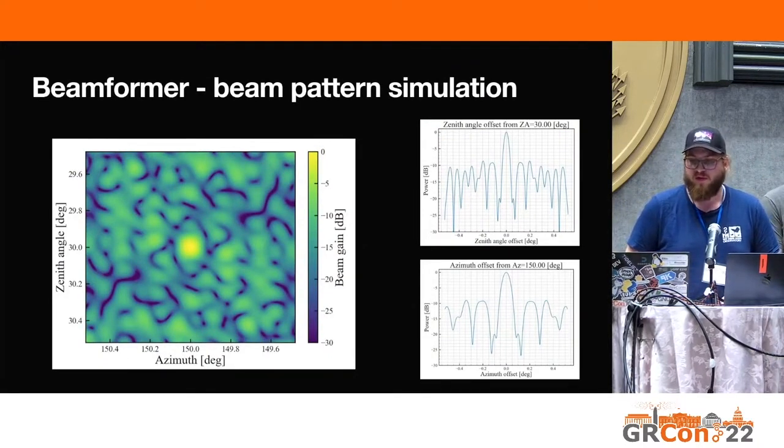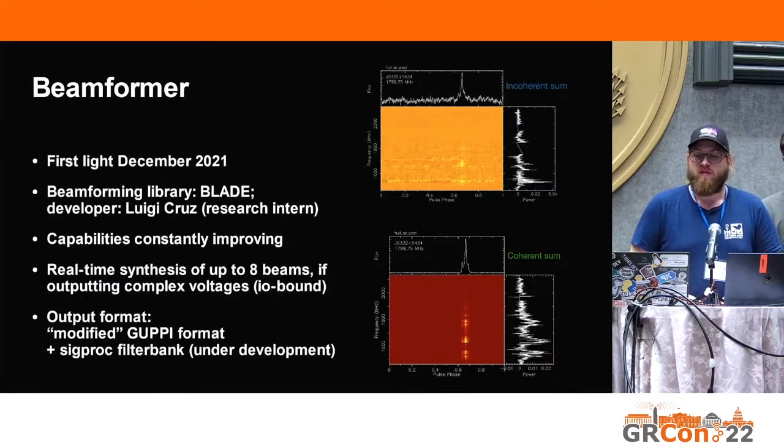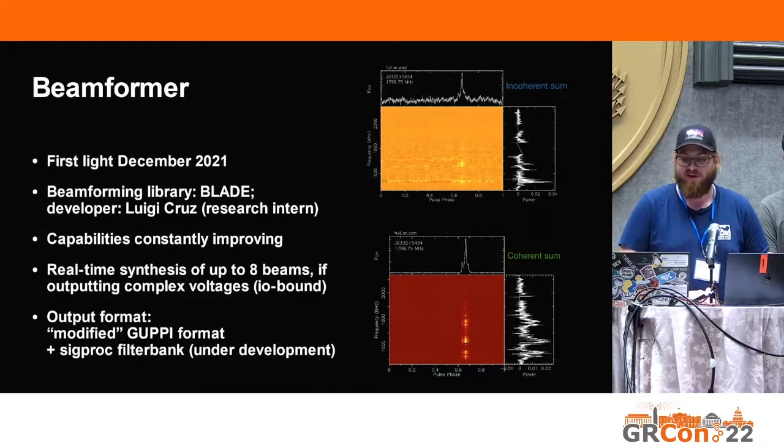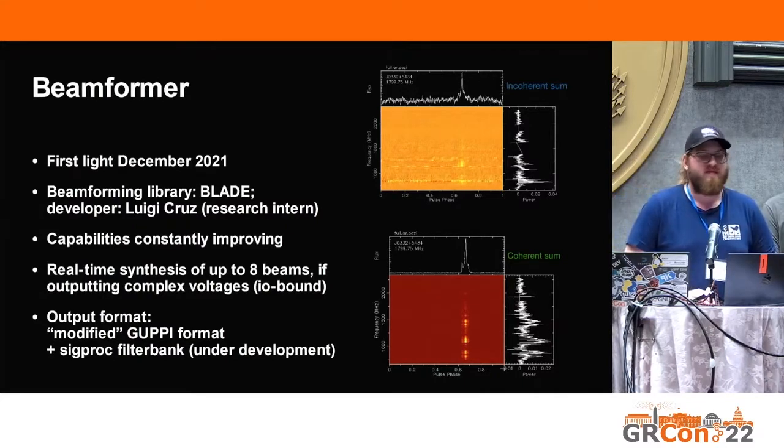This is a simulation of the beam pattern of the beamformer for the Allen Telescope Array. Yeah, the beamformer is in use since December 2021. It is performed by BLADE. BLADE stands for Breakthrough Listen Accelerated DSP Engine, which uses NVIDIA GPUs and CUDA. And it was actually developed by this gentleman, Luigi. We can currently synthesize 8 beams in real time. And the data that is produced by the beamformer is a modified GUPPI format, which our newly developed GNU Radio module aims to convert into IQ samples.